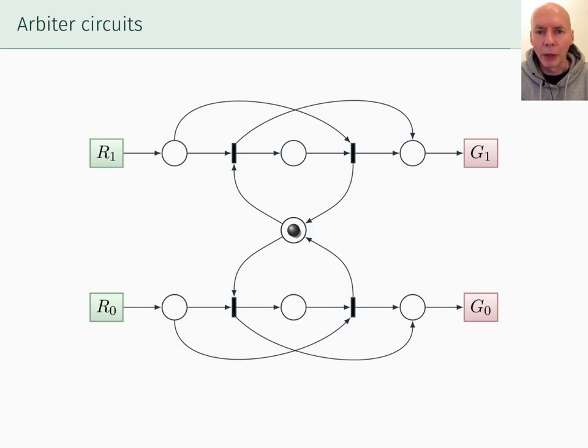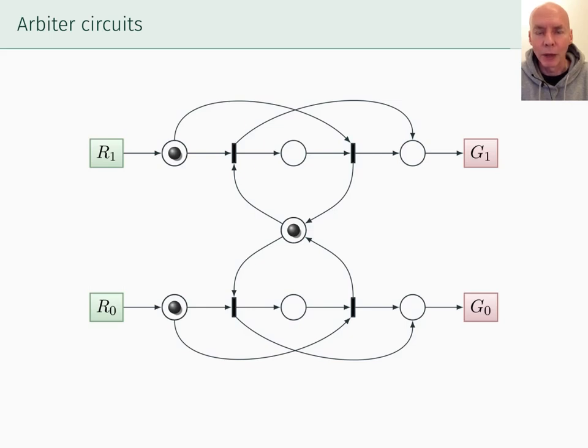Suppose both requests happen at the same time, or close enough that we can't tell the difference. Both input transitions fire, both places next to those are marked, and both transitions next to those are enabled. But whichever one fires next instantly disables the other one by evacuating a token from the middle place.